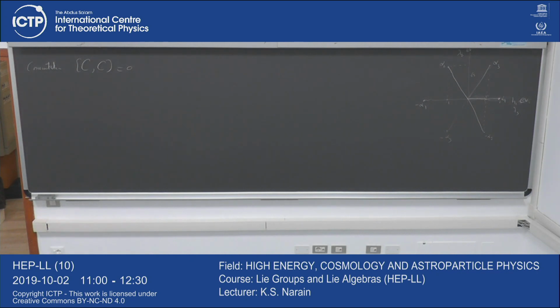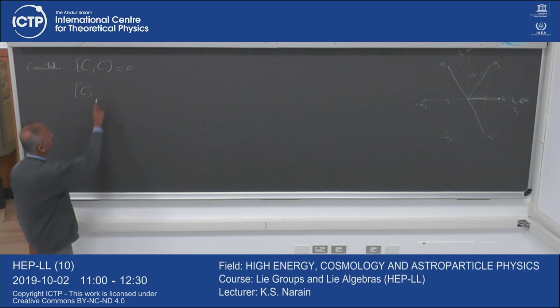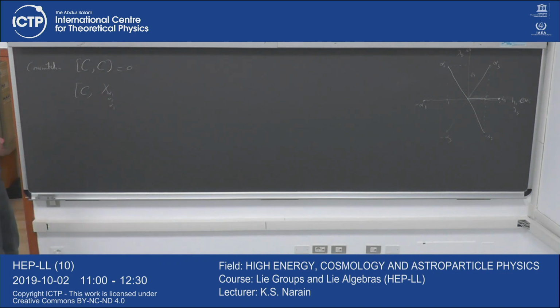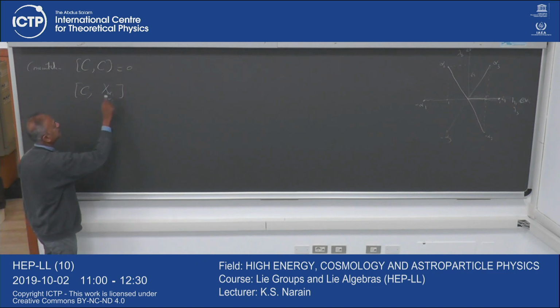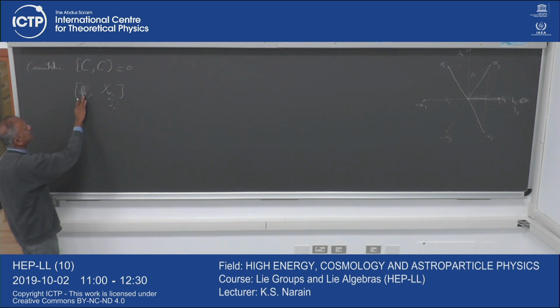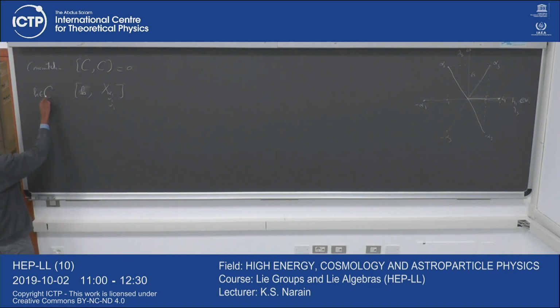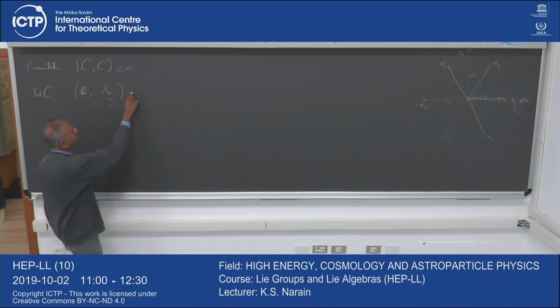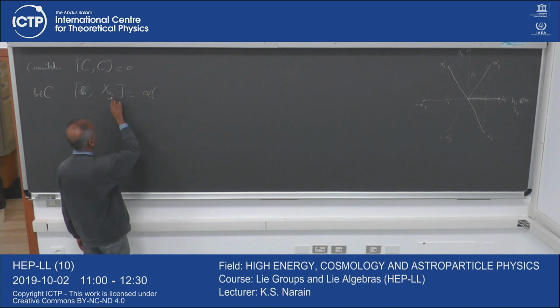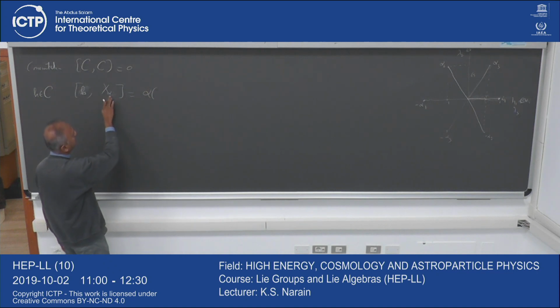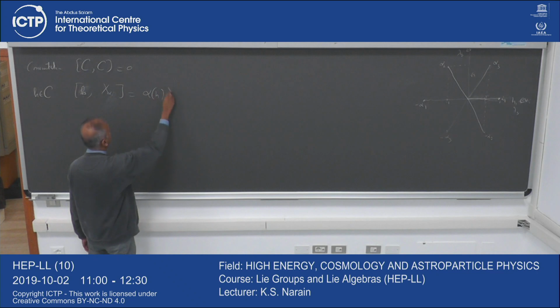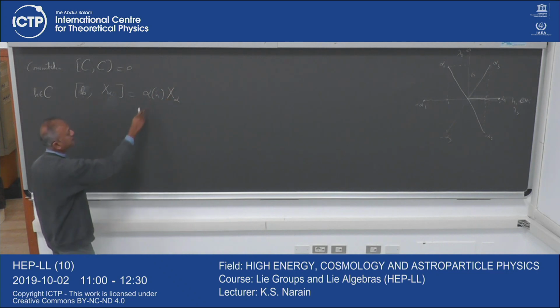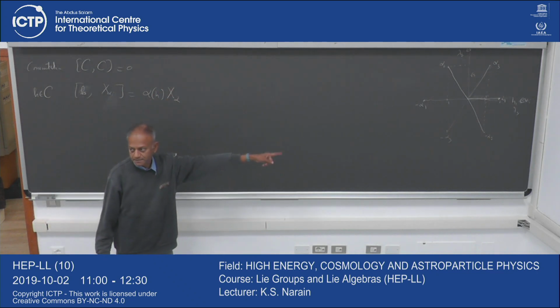Okay. Then the commutation between C and the various non-zero roots, so X alpha 1, alpha 2, alpha 3, etc. But this we already know. If I take an H, where H is an arbitrary element of the Cartan subalgebra, then this is simply given by alpha H, X alpha. And this alpha could be one of those 6 alphas.